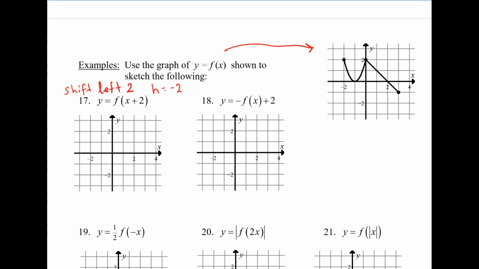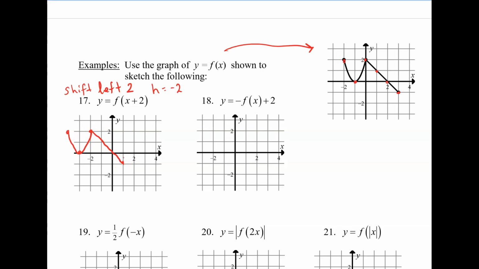So all my values here, this point, this intercept, this point, this point, and even this one here, we're just going to shift everything to the left 2 units. So my first point, negative 2, 2. I'm going to go over 1, 2, and up 2. So I have a graph that looks like this, and here is our graph. And that's shifting left 2 units.